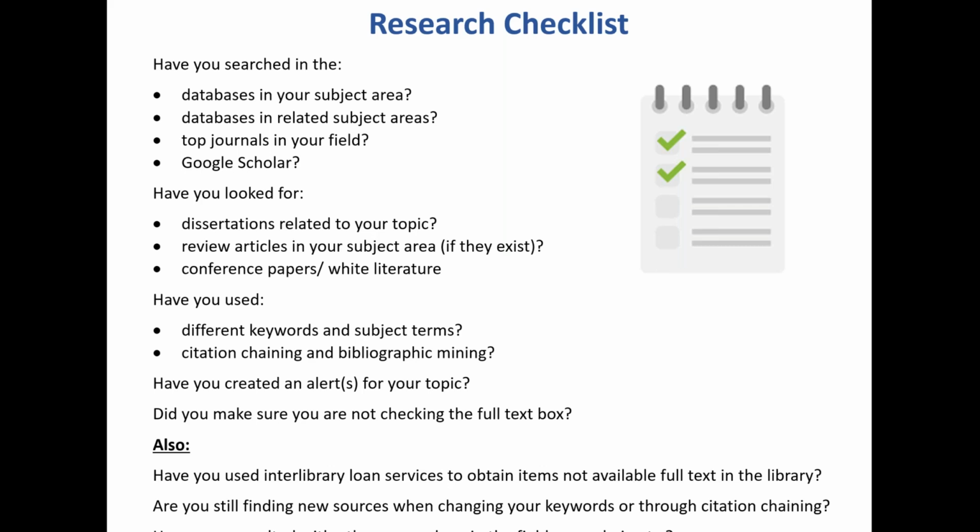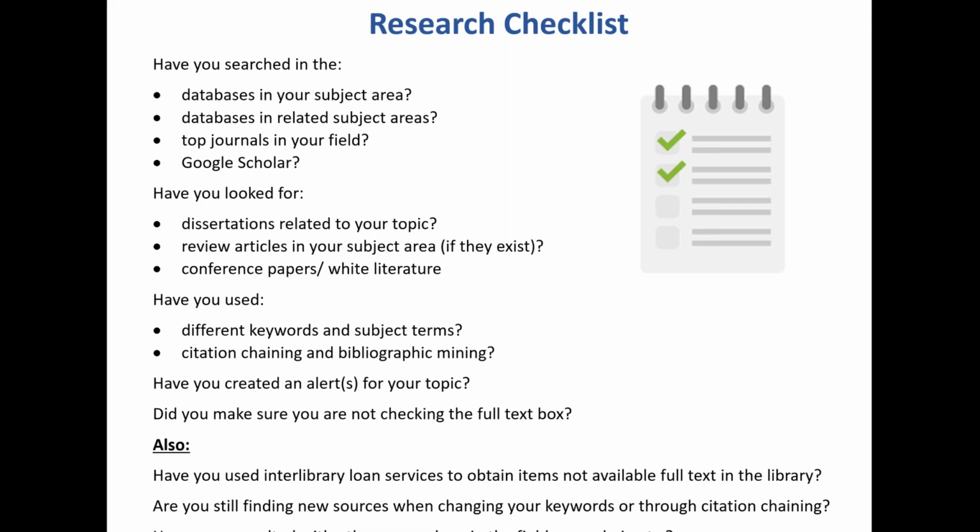Have you looked for review articles in your subject area? Of course, if they exist, they may not. You may also want to look at conference papers or white literature, particularly if they're very recent. So what are people researching right now in your particular topic area? Have you used different keywords and subject terms? Have you really saturated that or built your keyword list? Did you use citation chaining and bibliographic mining? So look at articles that have been cited, or references.